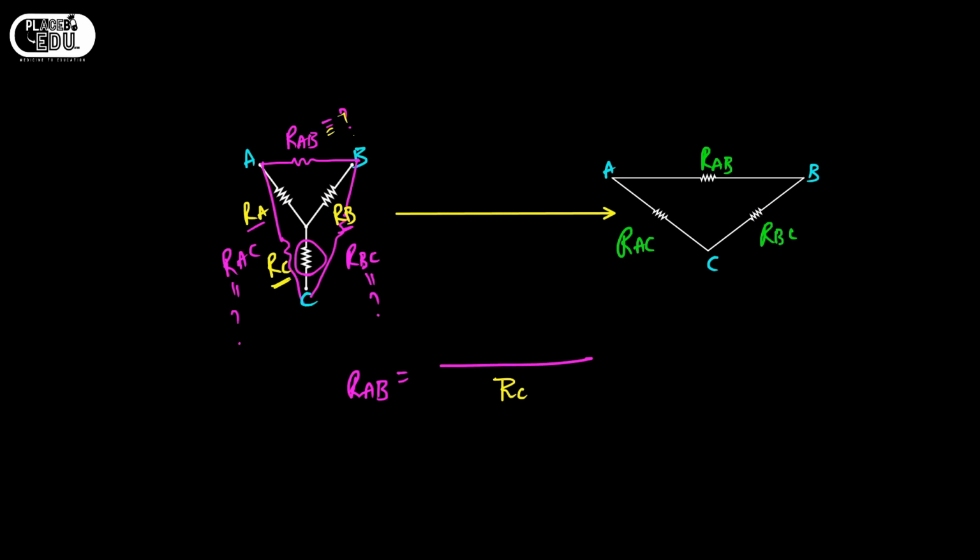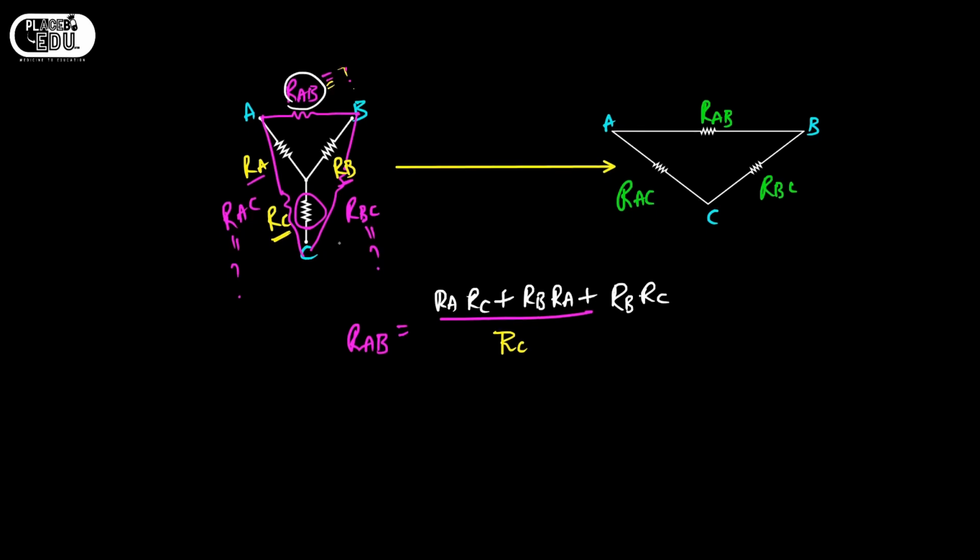Numerator will be common for all resistors, and that will be the product of individual resistors, that is RA into RC plus RB into RA plus RB into RC. Whatever may be the order, but this is the thing you have to remember. What we have to remember is the resistor which is opposite to this will be the denominator. That's the thing you have to remember.